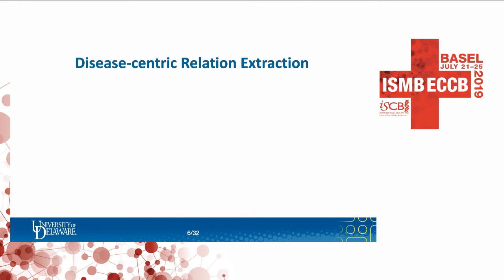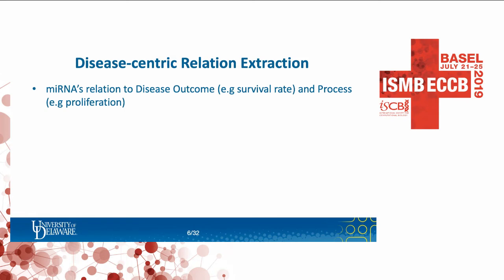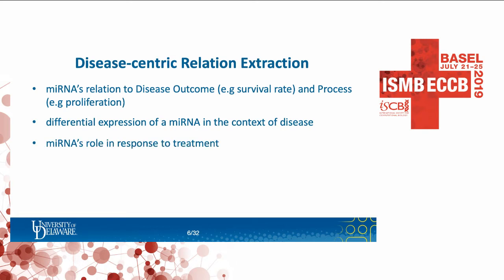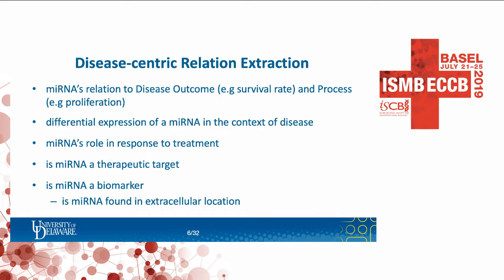In the case of diseases, we do a more fine-grained extraction. For example, we identify microRNA's impact on disease outcome or processes. Does it affect survival rate? Does it regulate cell proliferation? We want to identify which microRNAs are upregulated or downregulated in the context of a disease, for example, in Alzheimer's. Does the microRNA affect or impact the response to treatment of a disease? Do the authors feel that the microRNA could be a therapeutic target? Is the microRNA a biomarker?